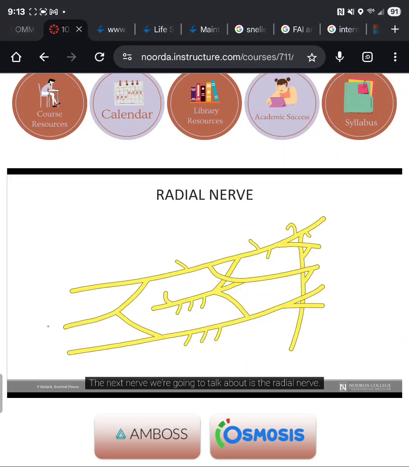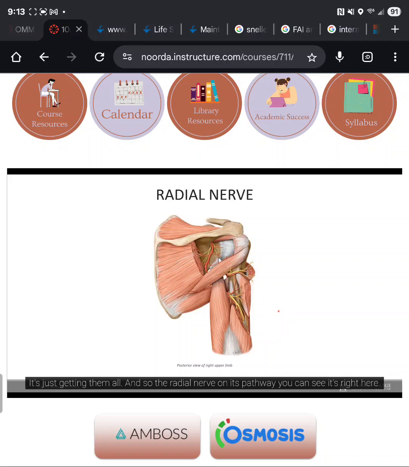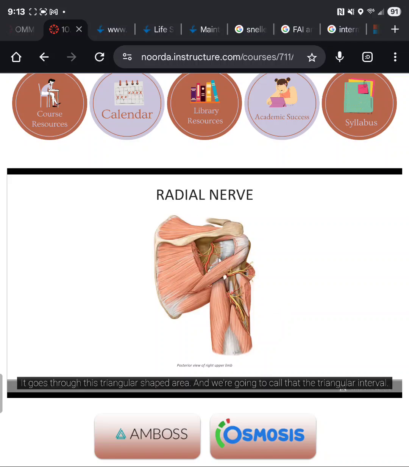Okay, the next nerve we're going to talk about is the radial nerve. We can see it right here coming off the posterior cord. That receives contributions from C5, C6, C7, C8, and T1. It's just getting them all. And so the radial nerve, on its pathway, you can see it's right here. It goes through this triangular shaped area, and we're going to call that the triangular interval. So it's between the long head of triceps, teres major, and then the humerus.